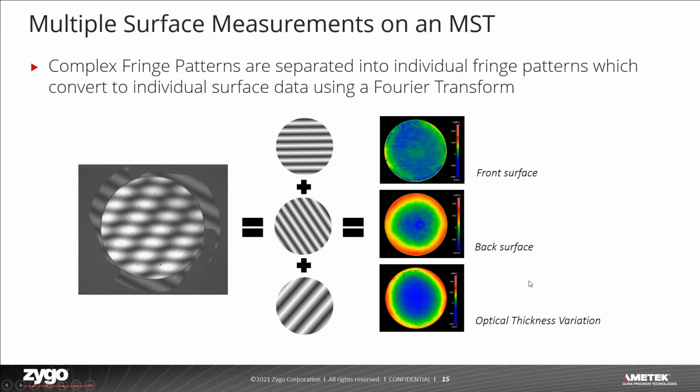These complex fringe patterns are then separated into individual fringe patterns, which convert to individual surface data using the Fourier transform we discussed. This complex fringe pattern here is really no more than a set of horizontal fringes, which represent the front surface, a set of fringes at -45 degrees, which represent the back surface, and a set of fringes at +45 degrees, which represents the optical thickness variation. So how does this actually work?